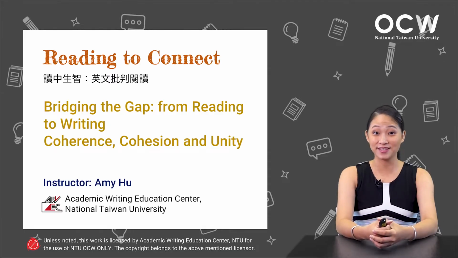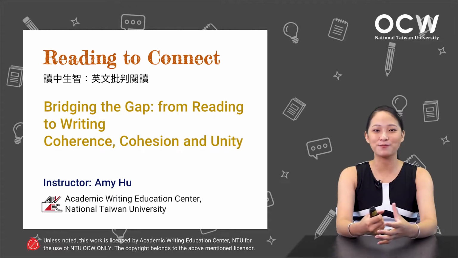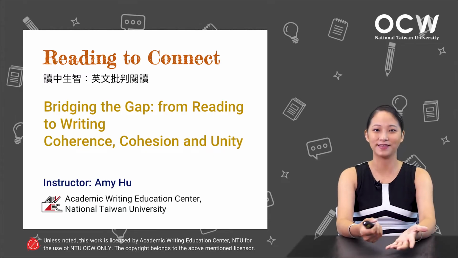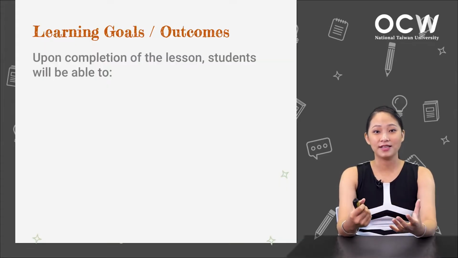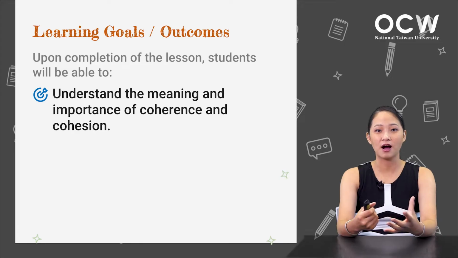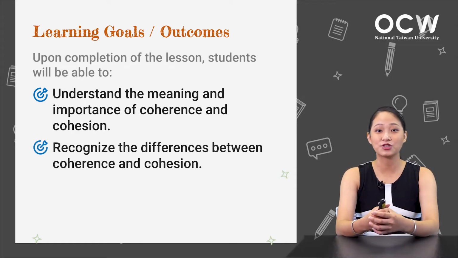In our Week 16 class, yes, we made it this far, we're looking at bridging the gap between reading and writing, and we're going to be talking about coherence, cohesion, and unity. Let's start. In today's lesson, the first goal we're trying to accomplish is to understand the meaning and importance of coherence and cohesion. The second goal is that we're going to try to see how they are different.